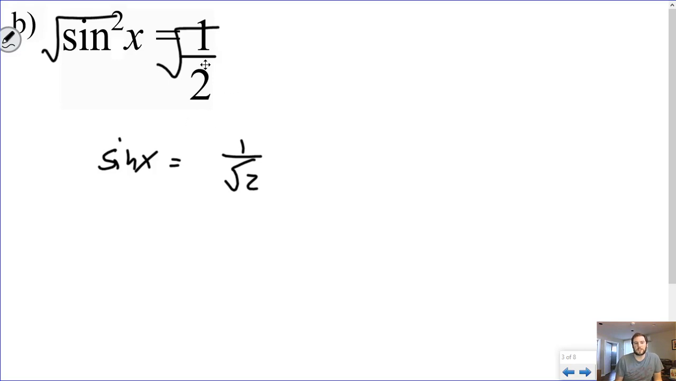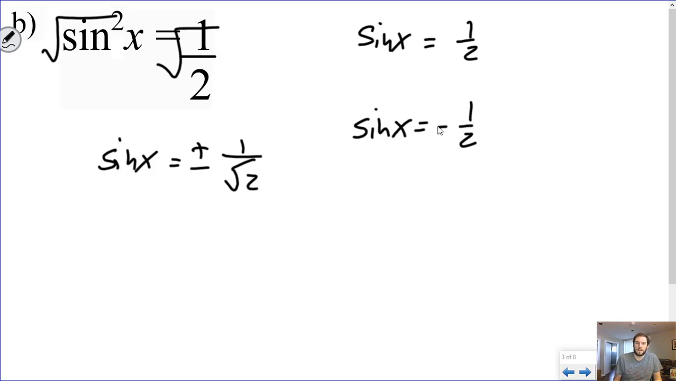Now this is one of those situations where you have to be careful. A really common mistake is to say, all right, here's my answer. But we have to be careful, because not only is 1 over root 2 an answer, but so is the negative of 1 over root 2, because if I square negative 1 over root 2, I get back to 1/2. So again, it's a matter of thinking about it as two separate questions. First off, when does sine x equal positive 1 over root 2? And when does sine x equal negative 1 over root 2? That's what we need to figure out now.